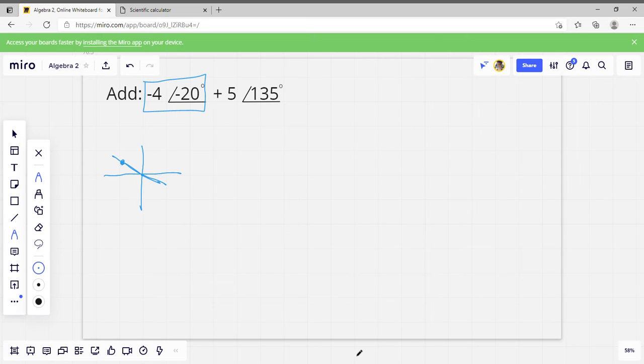Okay? And it's right there. Okay, so here's our negative 20 degrees. We went down, but then we went backwards. So if you have a negative number here, then that means you're going to go backwards that way, instead of the direction that you normally would go.